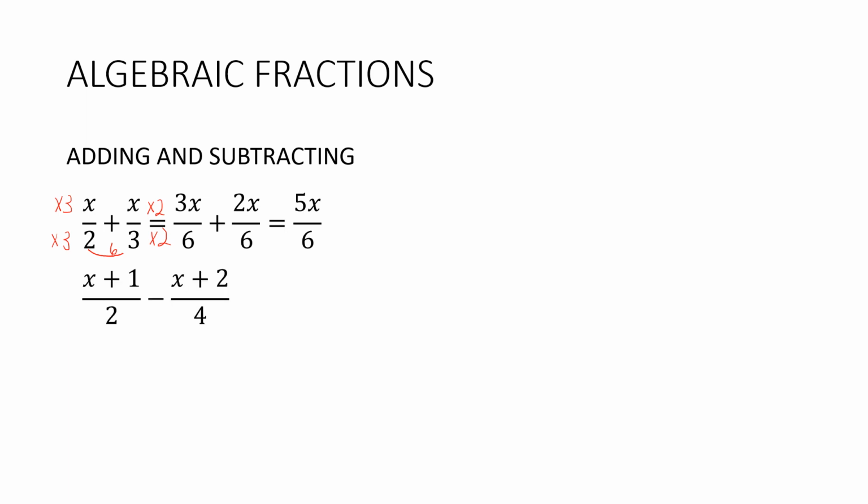And then, of course, we can get binomial numerators or denominators. So let's start by bracketing these. This time, the lowest common multiple is 4. So I'm going to multiply top and bottom here by 2 and leave the second fraction alone.